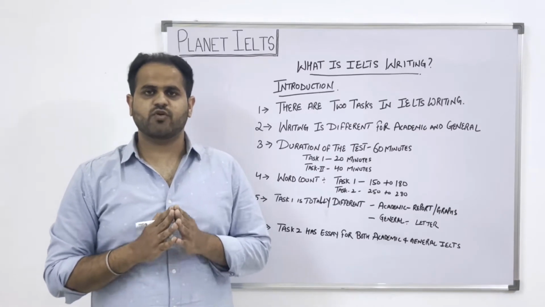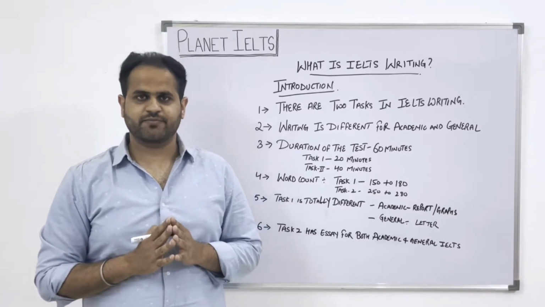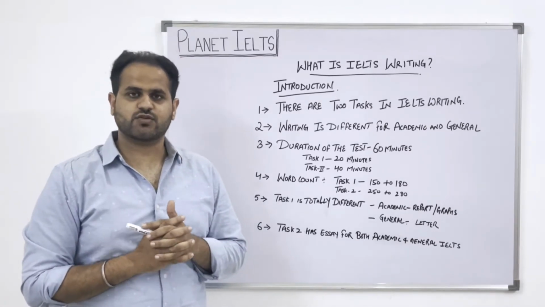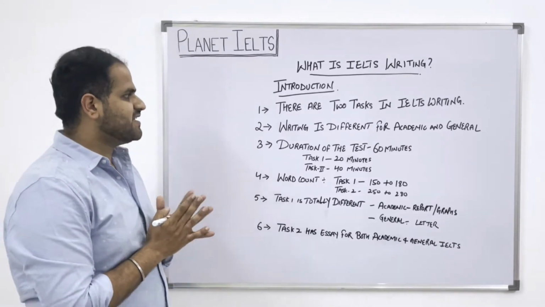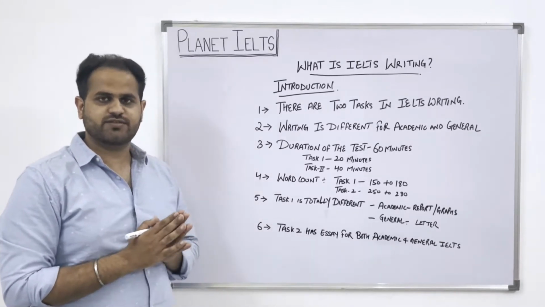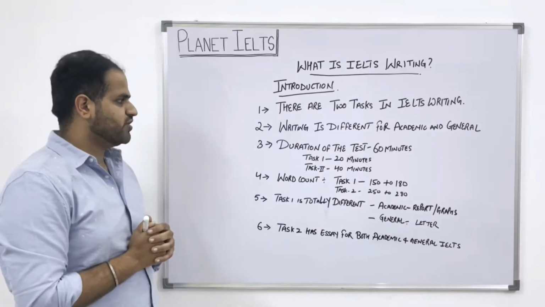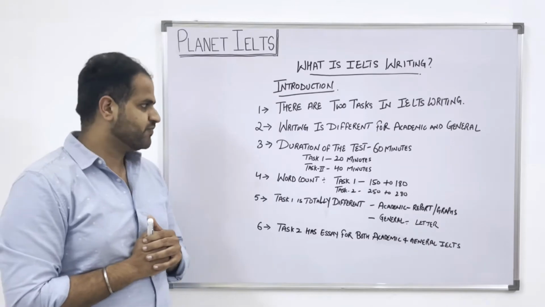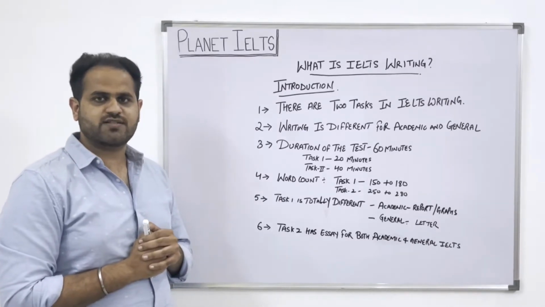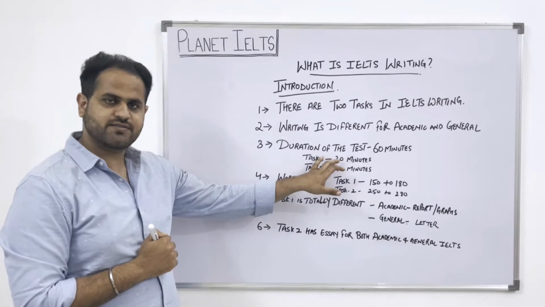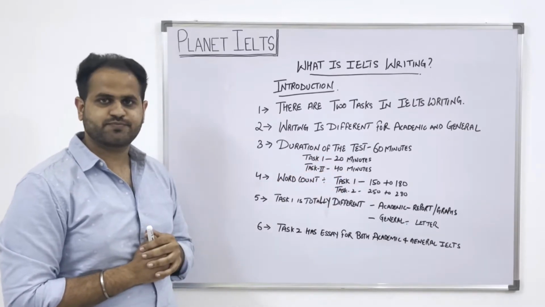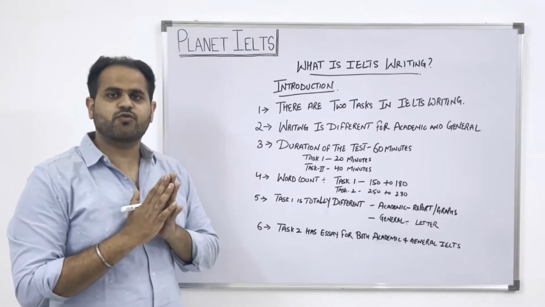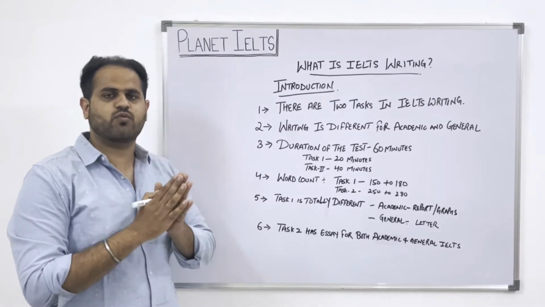In this chapter, I'm going to give you details about IELTS writing. First, there are 2 tasks in IELTS writing, Task 1 and Task 2. IELTS writing is different for academic and general. If you talk about duration, IELTS writing is 60 minutes, similar to IELTS reading. This 60 minutes is divided into 2 parts. For Task 1, 20 minutes and for Task 2, 40 minutes. You will be given 60 minutes in total to do the whole task. It is up to you how much time you want to spend on each task.